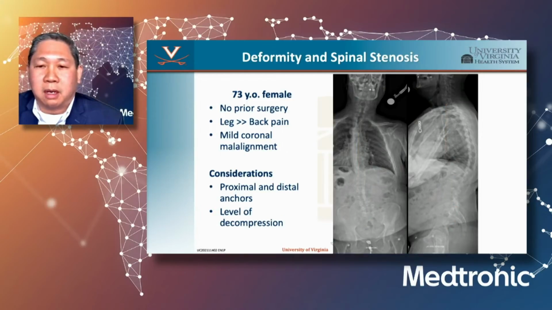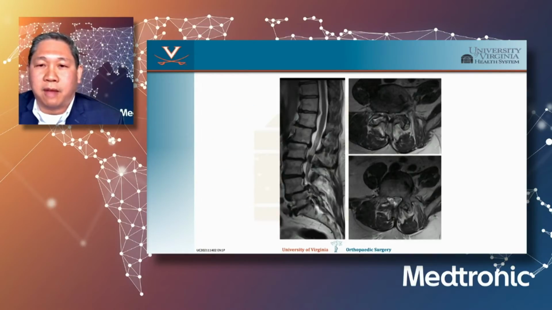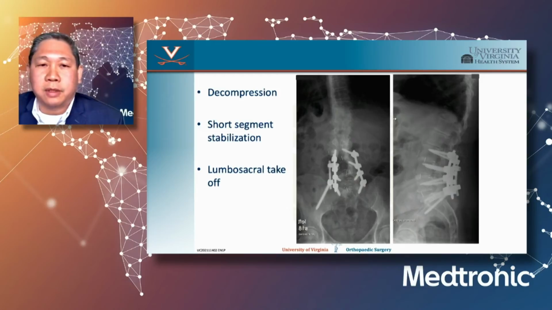We think about those parameters there, but if I look at the pelvis, it's pretty level, but the lumbosacral takeoff is off to the left, and the MRI confirms stenosis at L4-5, L5-S1, on the left in particular. And so for this patient, they got a short segment decompression, and we really tried to address that takeoff to open up that level.